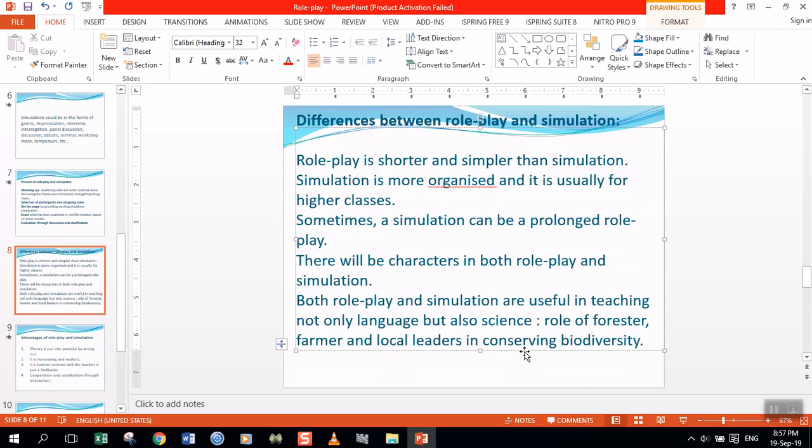We are going to see how they bring their perspective of conservation by putting themselves in the shoes of different people. So here students act as a forester, a farmer, a local leader. They try to interpret things and share with the whole class. This is simply talking about conserving biodiversity, with different people taking different roles.